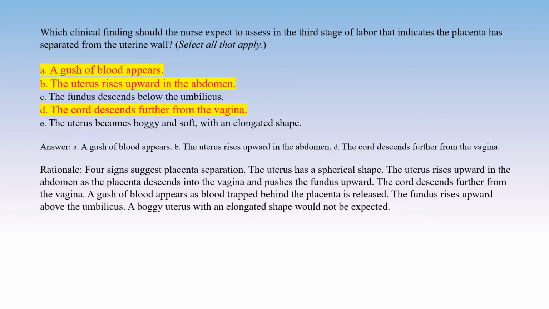The uterus has a spherical shape. The uterus rises upward in the abdomen as the placenta descends into the vagina and pushes the fundus upward. The cord descends further from the vagina. A gush of blood appears as blood trapped behind the placenta is released. The fundus rises upward above the umbilicus. A boggy uterus with an elongated shape would not be expected.